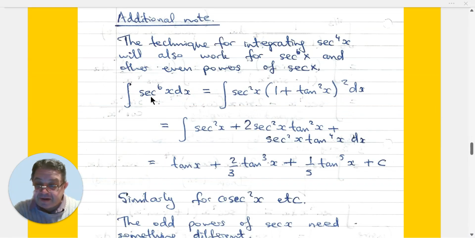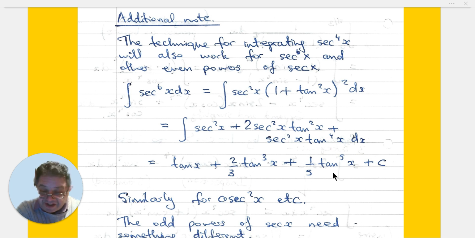An additional note here, we've just done sec to the 4x. We can apply the same method for other even powers of sec. So sec to the 6x, for example, leave sec squared x on its own and replace the other sec squareds by 1 plus tan squared x. And that will give us 3 integrals: sec squared x, 2 sec squared x tan squared x, plus sec squared x tan to the 4x.